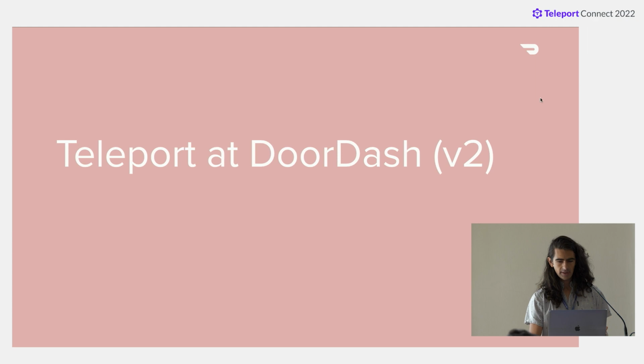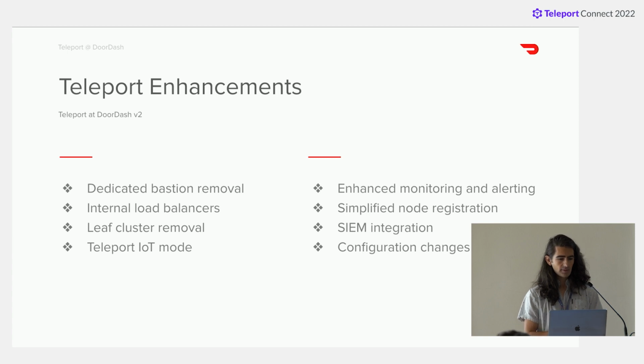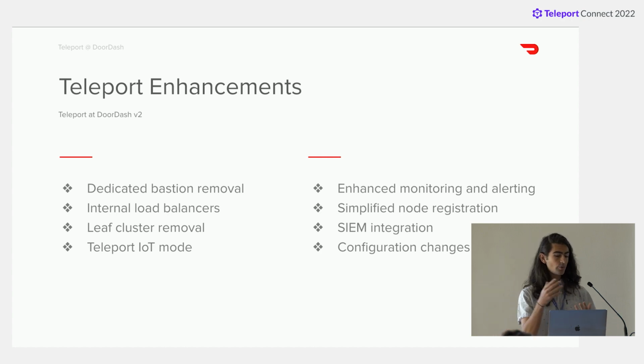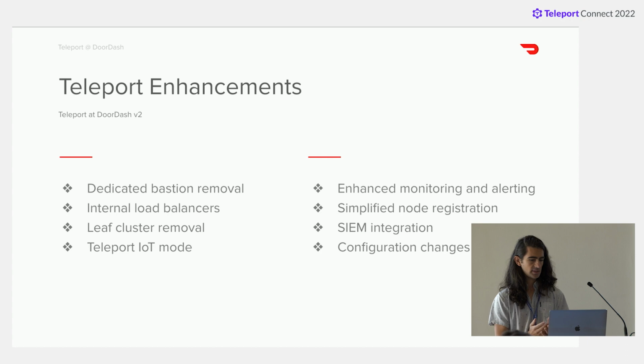So, those were some pain points that I mentioned. I want to talk about how we addressed some of those challenges in our V2 implementation of Teleport. Some of the enhancements we made touch on removing external access and moving things internally, so users accessing Teleport via the internal load balancers. And then some of these involve configuration changes and enhancements to Teleport. So I'm going to walk through some of these in more detail.